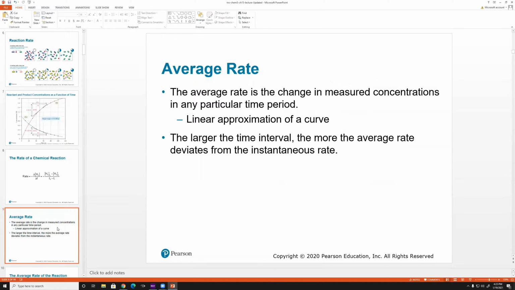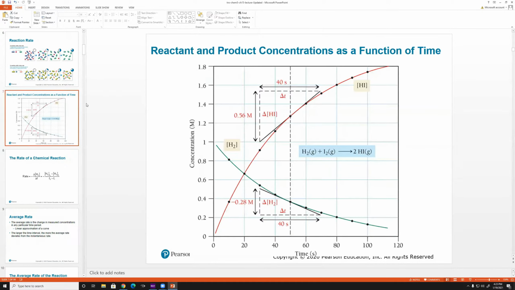So to calculate the average rate, you can do a linear approximation of a curve. So let's say we looked at the curve up here, and we want to determine the average rate of the reaction from, let's say, 30 seconds all the way to 80 seconds, right? We would take the 2 points, 30 and 80, and do the change in y over the change in x, and we would have a slope going from 30 seconds to 80 seconds. And that would be a decent approximation. The larger the time interval, the worse the approximation is. But overall, it would tell you the rate.